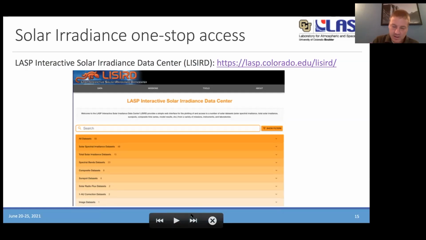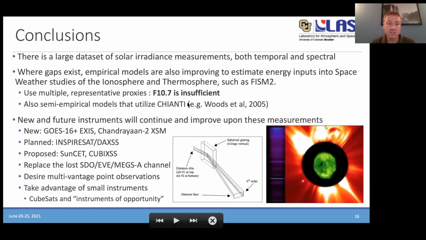And I have a task right now to provide it in the EUVAC bins. Just in conclusion, there's a large data set of measurements out there, but there are still gaps. If you want to fill those gaps and provide accurate solar EUV irradiance inputs into your model, FISM2 is where to go. And F10.7 is not sufficient, especially on solar rotation timescales and especially during solar minimum times. I want to keep stressing that. We should move beyond F10.7 as a community.